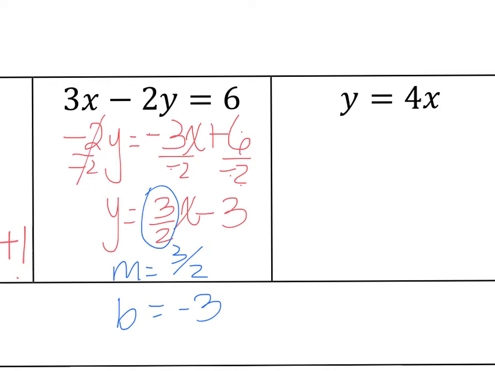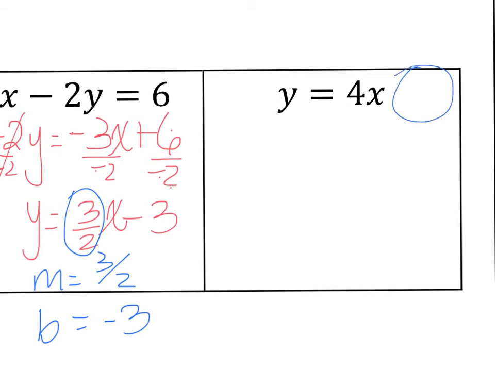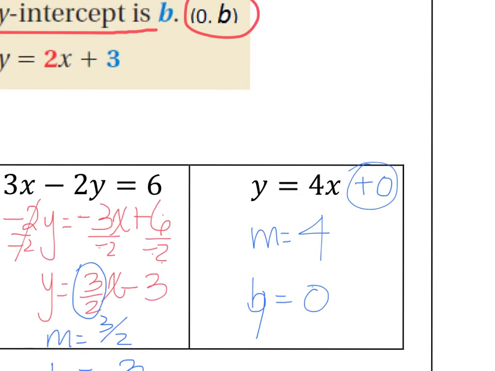Okay, and for this one, y equals 4x. And you might be wondering, but I don't have a number here. Okay, then you got to think about it. It's actually just plus 0. Okay, b is just 0. Slope is just 4. Okay, and then if you don't believe me, you can simply draw the graph.